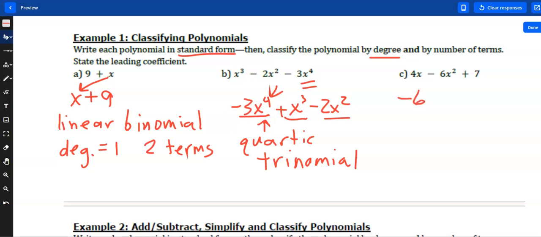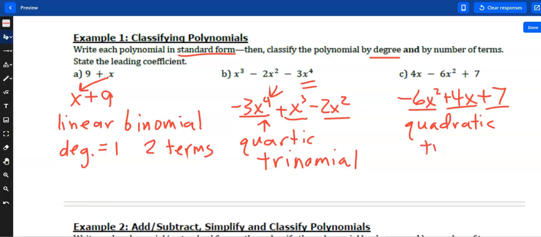Here we have negative 6x squared plus 4x plus 7. That is definitely a quadratic. And there are 1, 2, 3 terms, so trinomial.